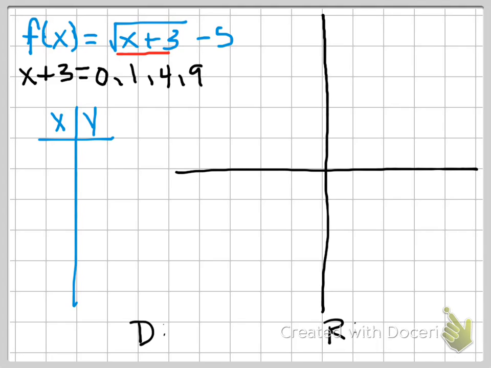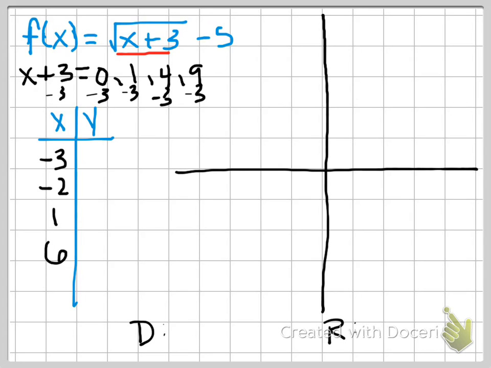So if I set x plus 3 equal to 0 and solve that, I would have to subtract 3 from both sides. So x would equal negative 3. So we're going to use a negative 3 as my first value in my t-chart. Then I'm going to set x plus 3 equal to 1. And when I subtract 3 to solve for that, 1 minus 3 is negative 2. I'll set x plus 3 equal to 4 now. Again, subtracting the 3, 4 minus 3 is 1. And then x plus 3 equal to 9. 9 minus 3 would be 6.